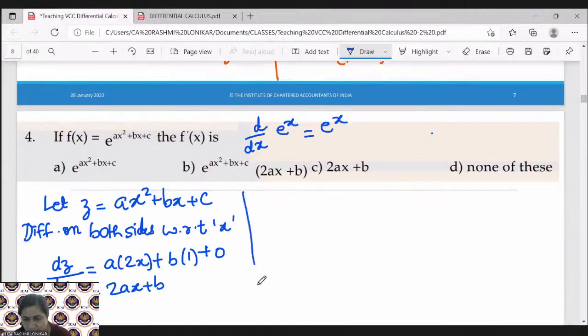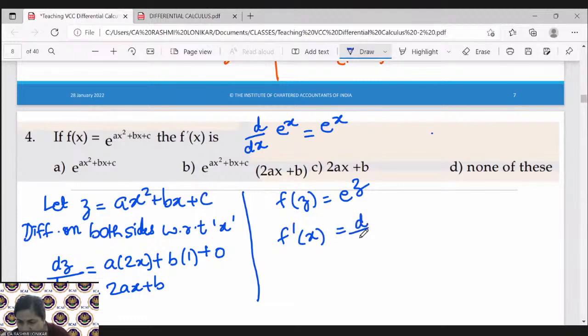Okay, 2ax plus b. Now what will happen? My function has now become e raised to z. Why? Because I've substituted the whole thing as e raised to z. So f dash of x will be equal to d by dz of f of z into dz upon dx.